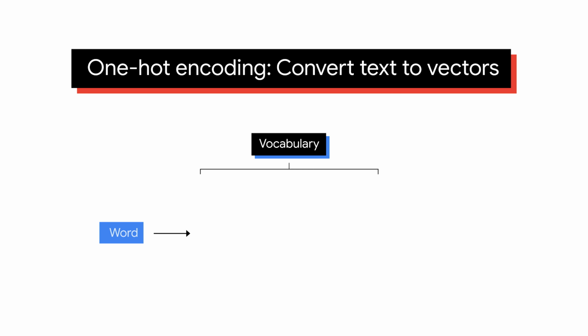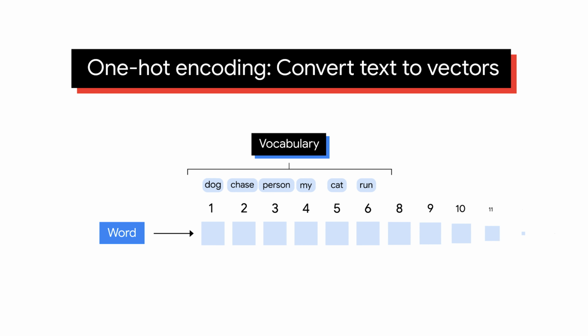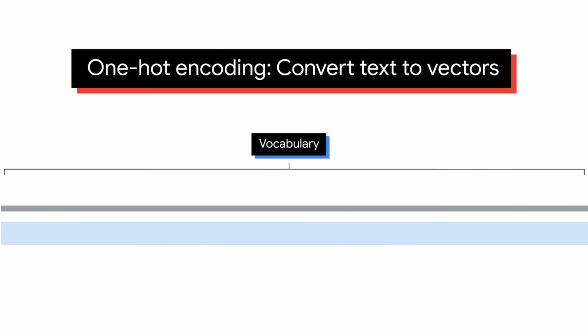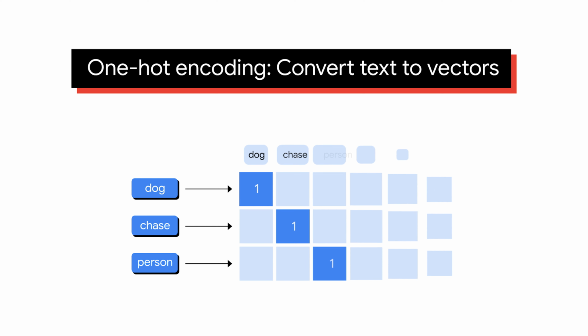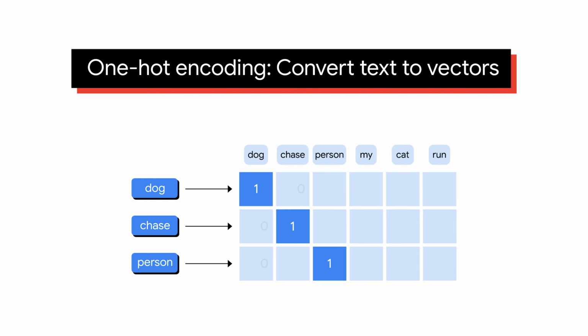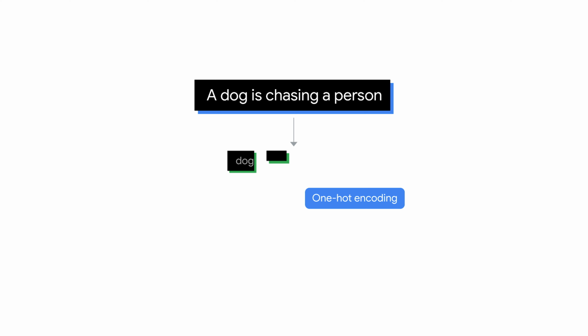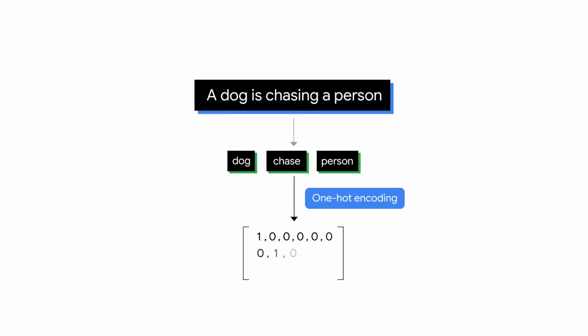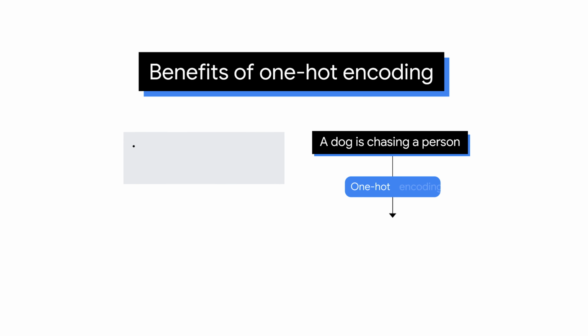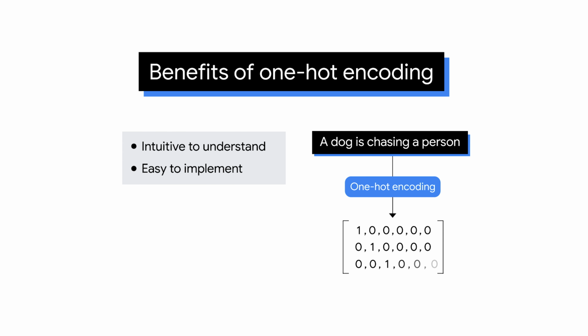Assume you have a vocabulary that includes 6 words: dog, chase, person, my, cat, and run, which can easily be tens of thousands. You then place a 1 in the position that corresponds to the word and zeros in the rest of the positions. By conducting one-hot encoding, you turn each word into a vector and convert the sentence, "A dog is chasing a person," into a matrix that a machine learning model ingests. What are the benefits of one-hot encoding? It's intuitive to understand and easy to implement.